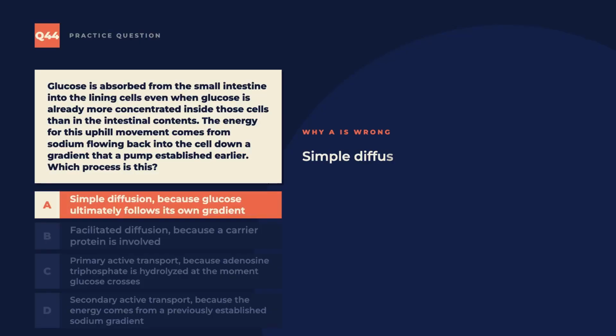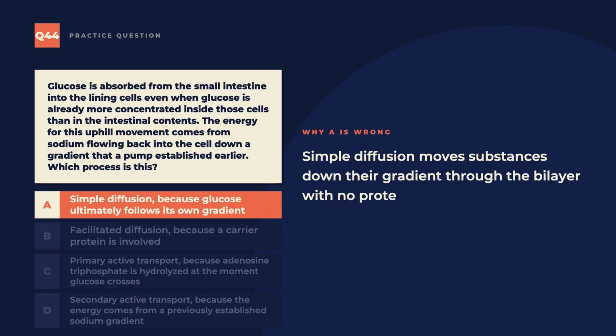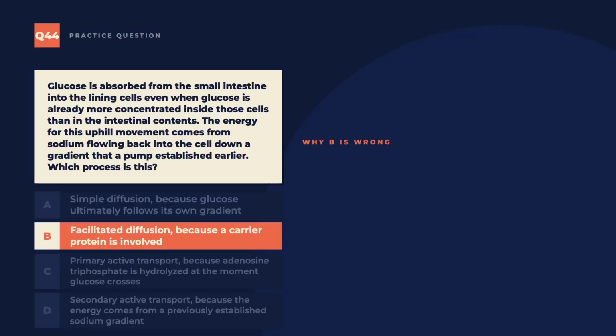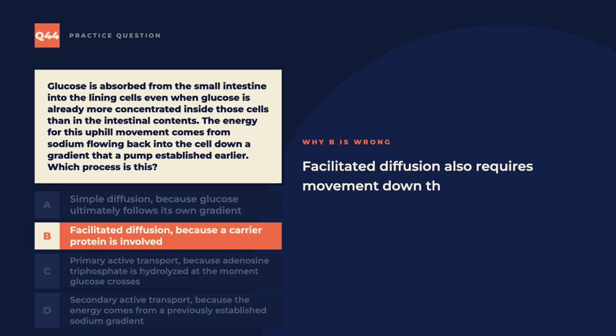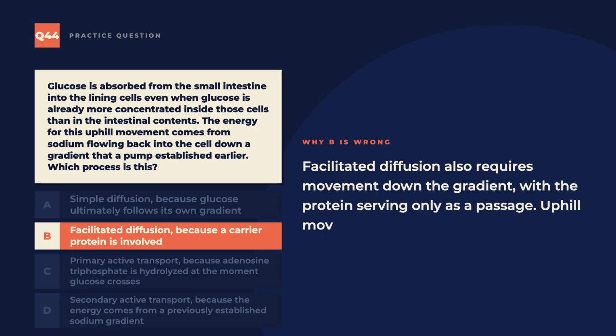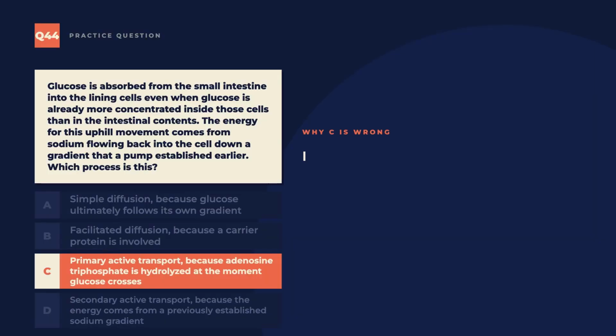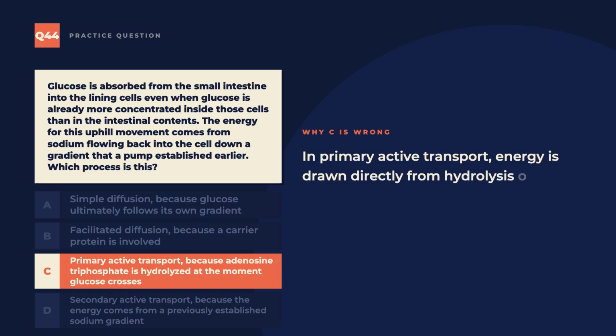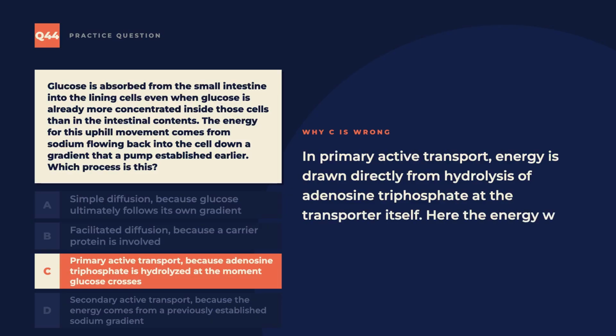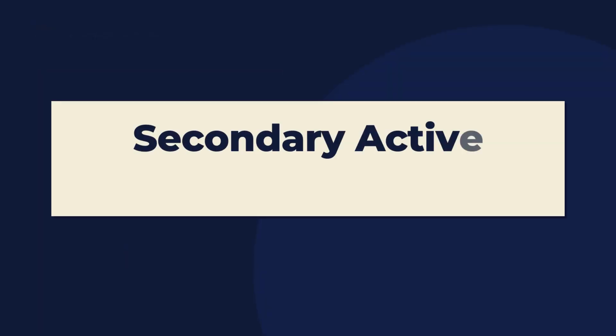A is wrong because simple diffusion moves substances down their gradient through the bilayer with no protein and no energy. Glucose here is moving uphill against its own gradient. B is wrong because facilitated diffusion also requires movement down the gradient, with the protein serving only as a passage. Uphill movement rules it out. C is wrong because in primary active transport, energy is drawn directly from hydrolysis of adenosine triphosphate at the transporter itself. Here, the energy was spent earlier by a separate pump.